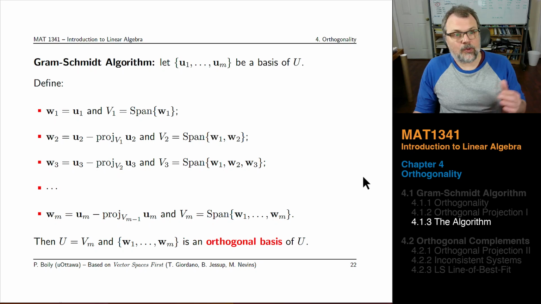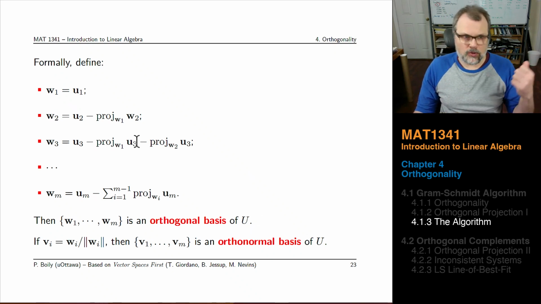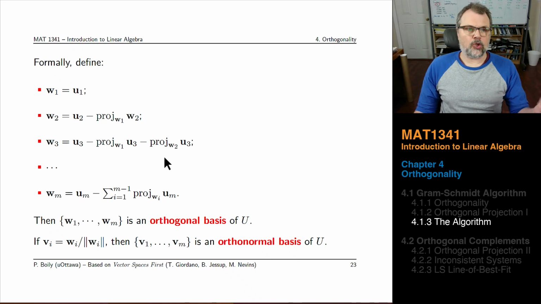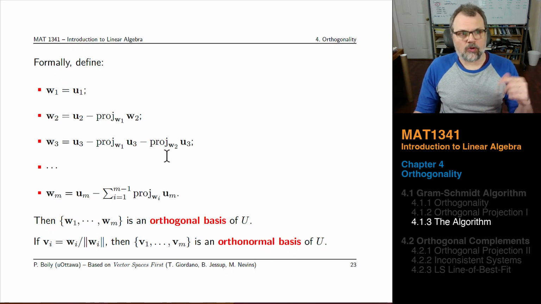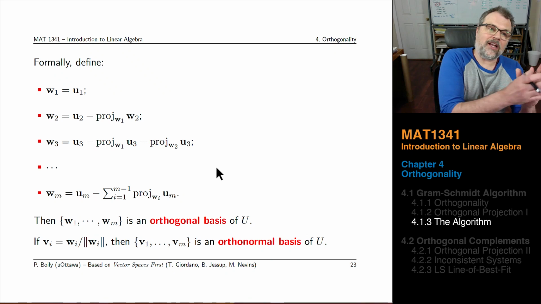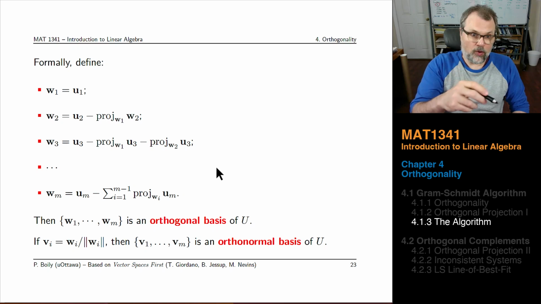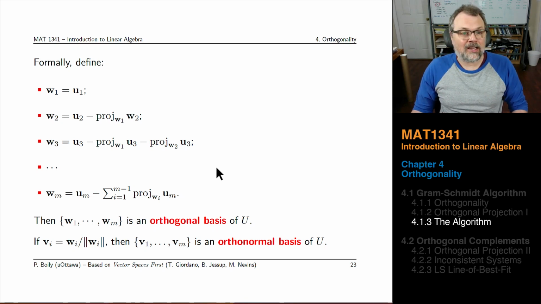And formally, this is what it would look like. Instead of computing the projection on the subspace, you just apply it directly. So W1 would be U1, W2 would be U2 minus the projection of U2 on W1, W3 would be U3 minus the projection of U3 on W1 minus the projection of U3 on W2, and so on until you get to Wm, which is Um minus a sum of m minus 1 projections. You're always projecting onto one of the preceding vectors that you obtained, the Wi's.